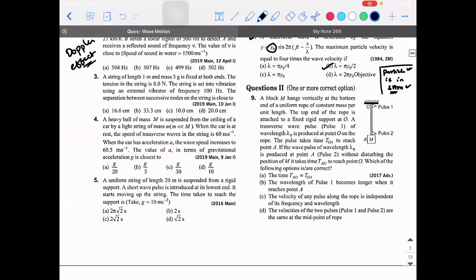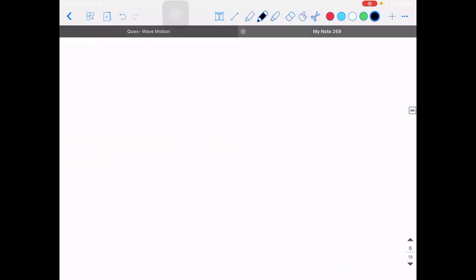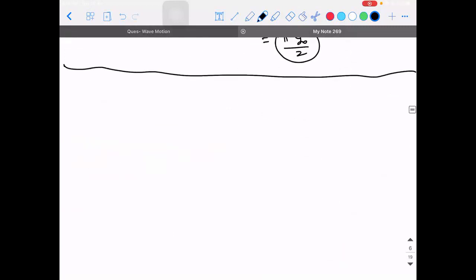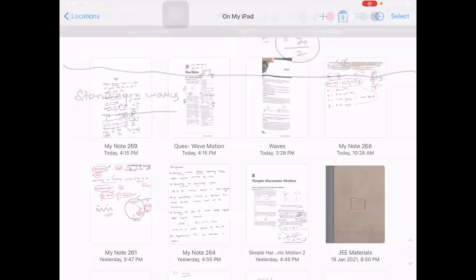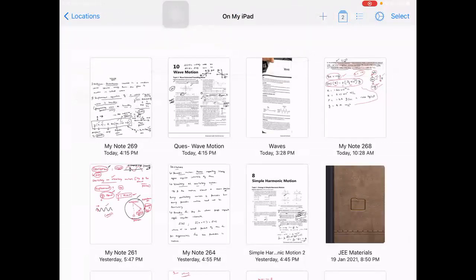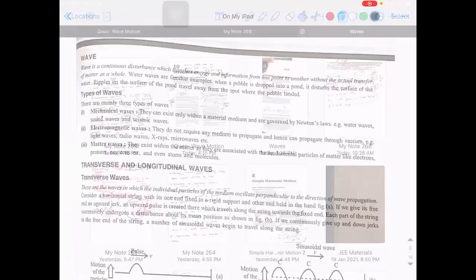Okay? The next concept that I need to explain is the concept of standing waves. This is where we need to be very careful. Listen to this very carefully, okay? This is a slightly confusing concept, but I suggest you all listen to this carefully and get your doubts clarified. And most of the problems will be based on this.